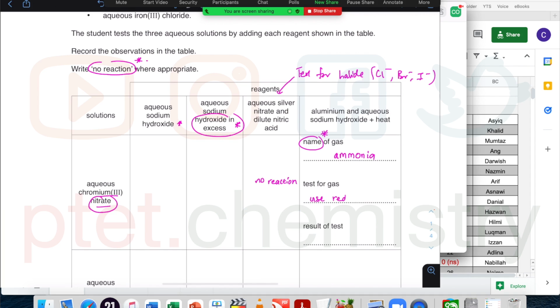And then you use red litmus paper. In fact, you use damp red litmus paper. Damp meaning moist, so remember you have to dampen it with a little bit of water. And then the damp red litmus paper will turn blue. Okay, now onto the next one.